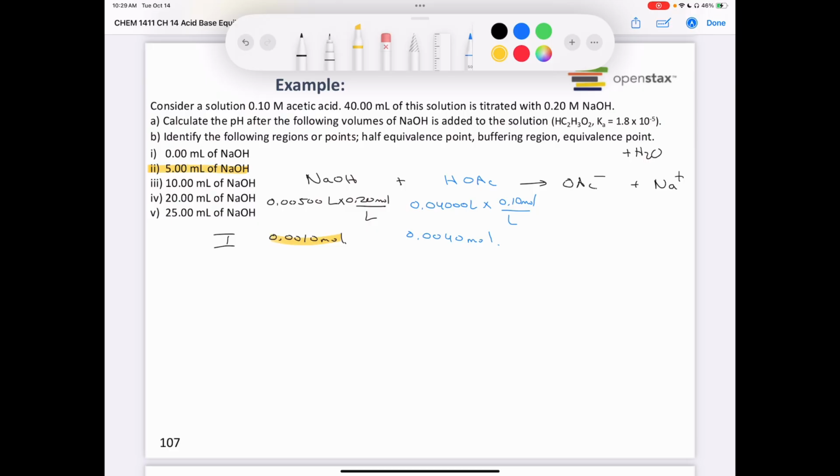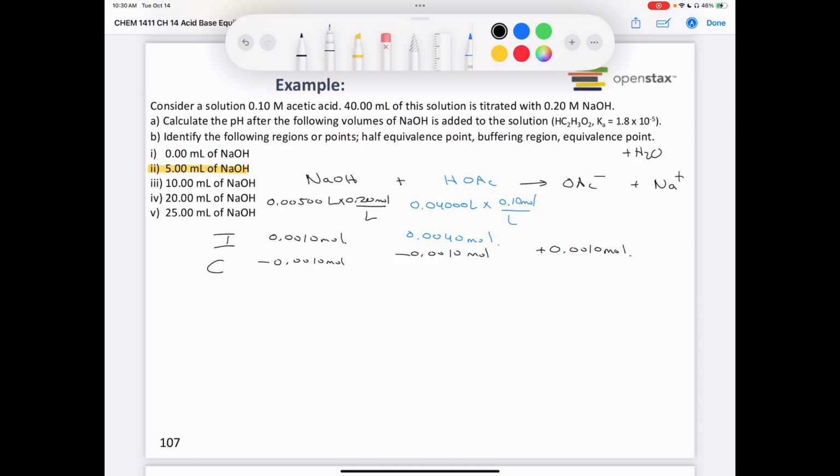So we see the sodium hydroxide is the limiting reactant. We have 0.001 moles of it, and we have 0.004 moles of the acetic acid. So we have 4 times as many moles of acetic acid as we do sodium hydroxide. So we're going to do our change. We're going to lose all of the sodium hydroxide, 0.0010 moles of this. And of course, we're going to gain 0.0010 moles of the acetate ion.